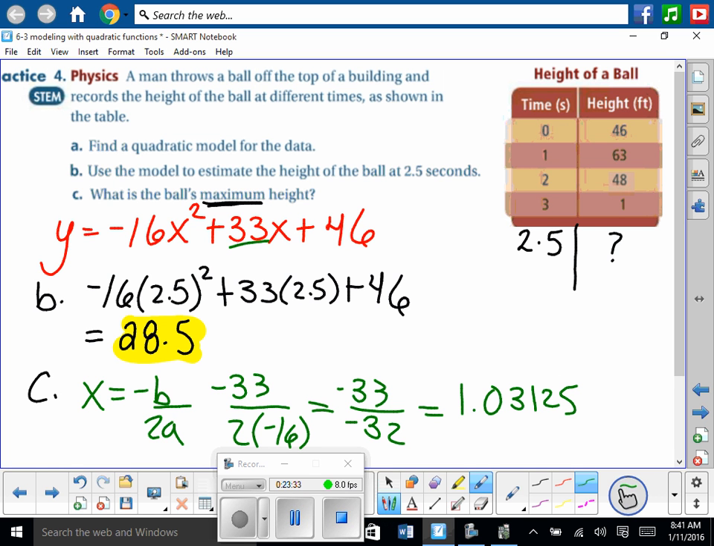So I'm going to come up here where I have some room and I don't have to bend down. So we're typing it in right here. Negative 16 times 1.03125 squared plus 33 times 1.03125 plus 46. So our maximum height is going to be this y value. It's easier to put that into a fraction and do it. I mean, the decimal is just as easy as a fraction in my opinion, but if you feel more confident with the fraction, absolutely go ahead.